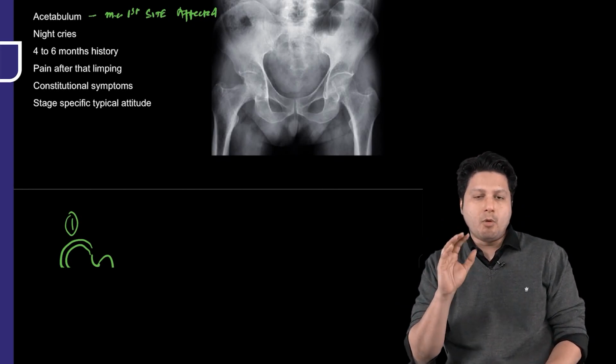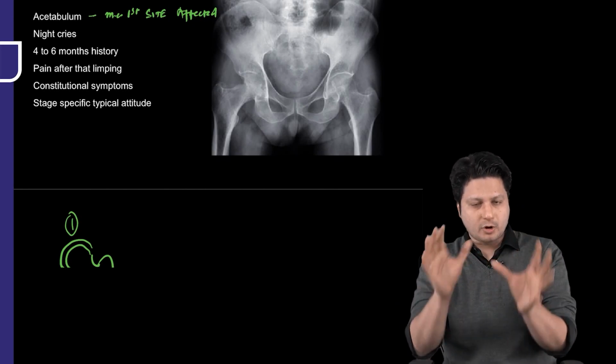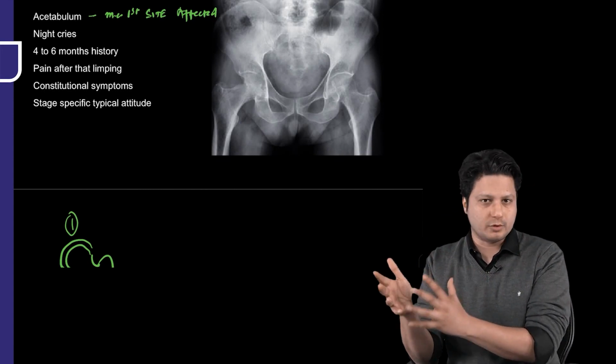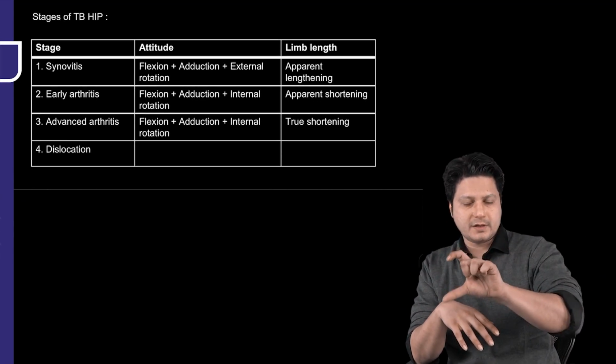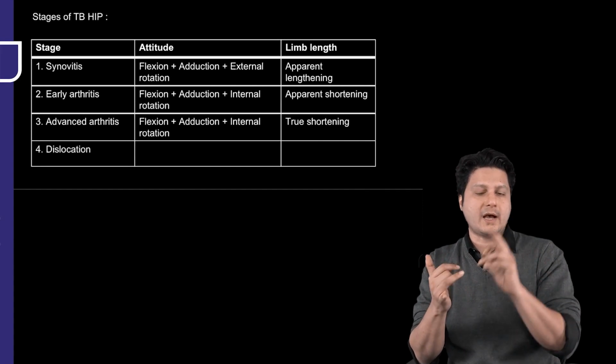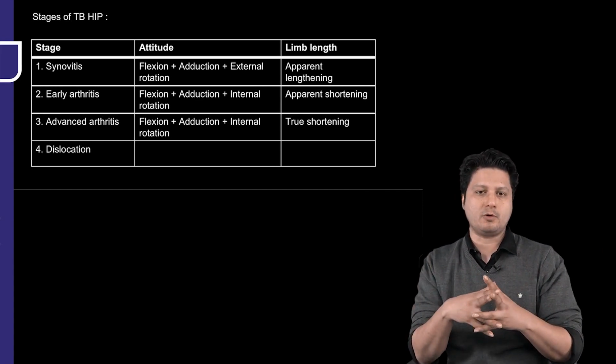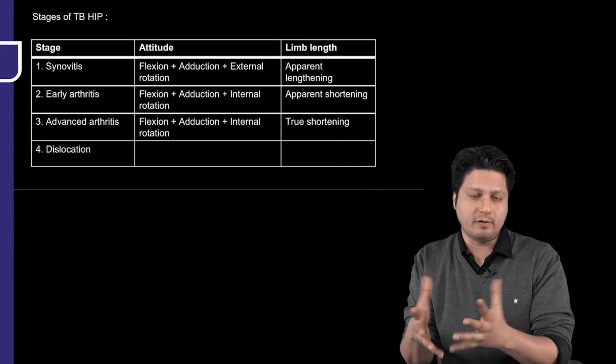And finally, the most important part of this topic, the stages of tuberculosis of the hip. Before we talk about the stages, let's discuss that the progression of the disease occurs in stages. First there will be synovitis. What does synovitis mean? The first stage of inflammation.